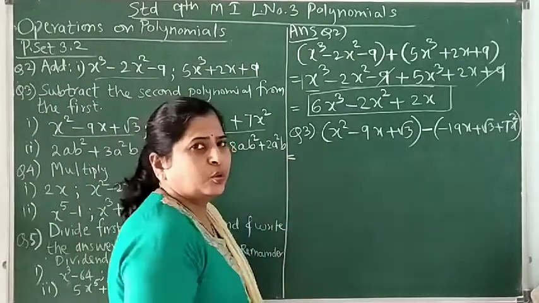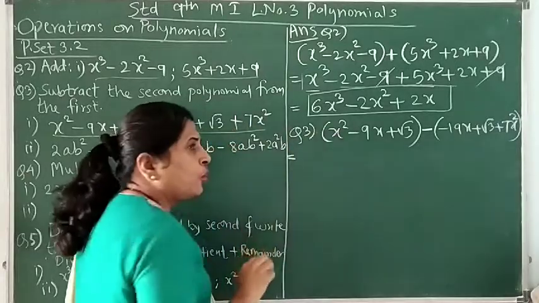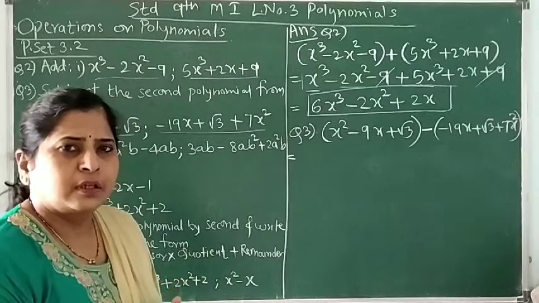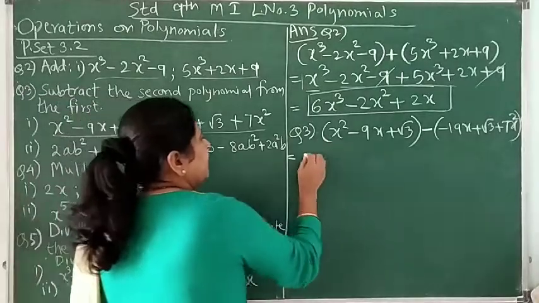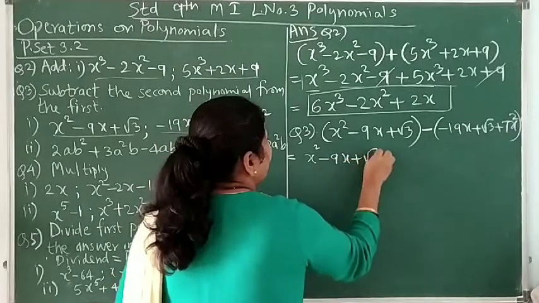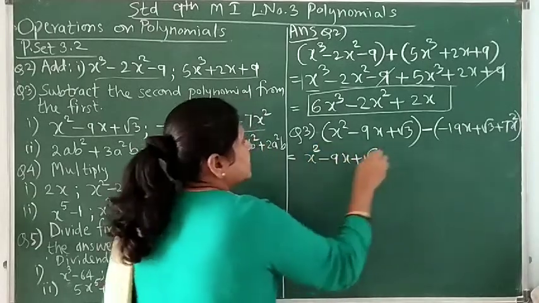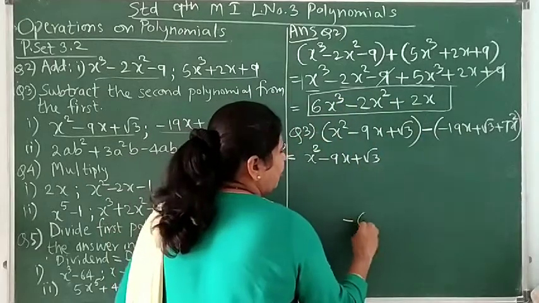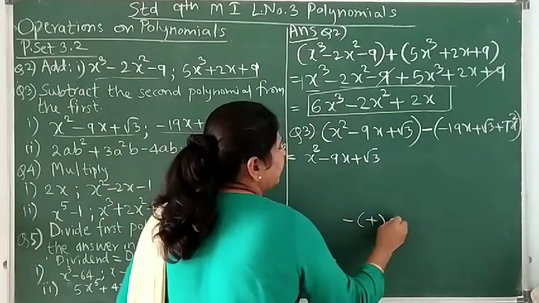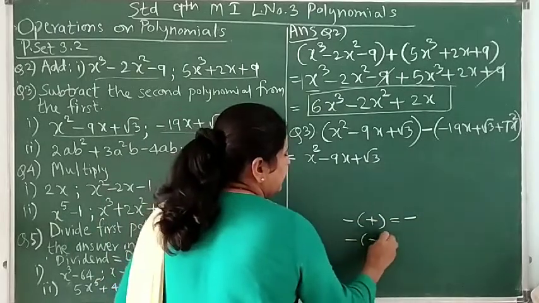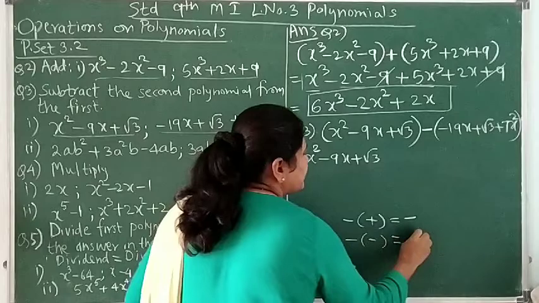Solving the brackets, as I told you, if before the bracket you do not have any sign, or you have a plus sign, you will copy the terms as they are. So this will be x square minus 9x plus square root of 3. After this, before the bracket we have minus. Now what is the rule for minus? When minus is multiplied with plus, minus into plus, the rule is minus.